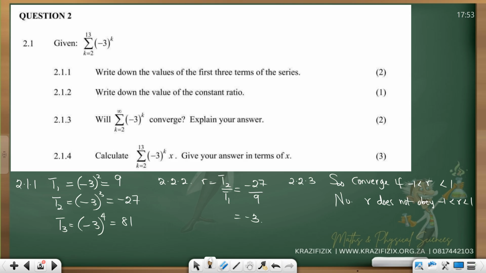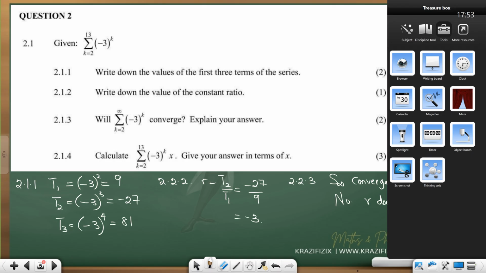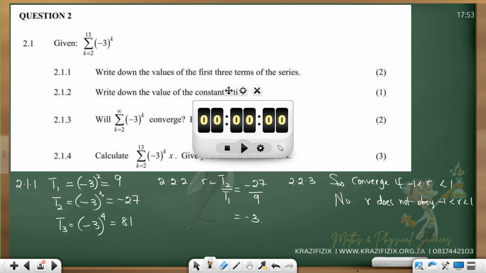All right, 2.1.4, I want to give you 3 minutes. Sigma from 2 to 13 minus 3 to the power of kx. Give your answer in terms, they are not saying solve for x. Please don't start solving. Give your answer in terms of x. 3 marks, come, let's move.